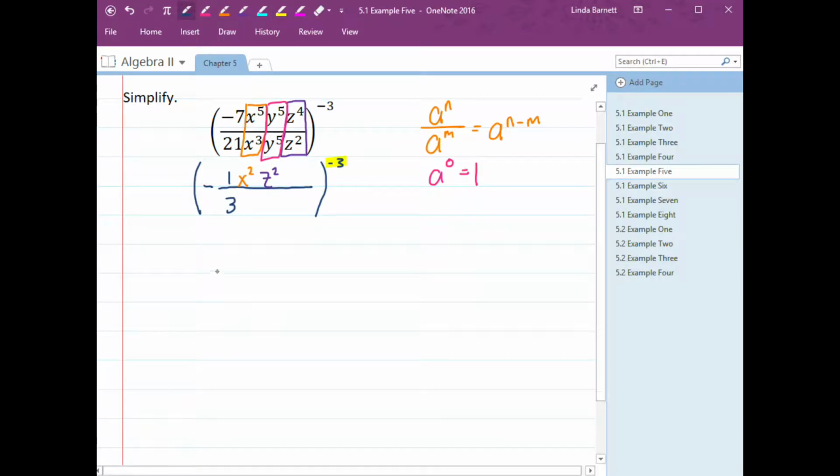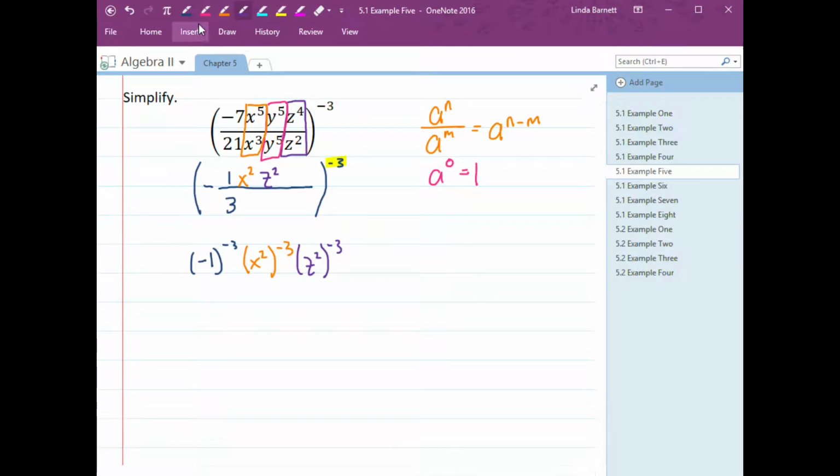So first, I'm going to have a negative 1 to the power of negative 3. And then I'm going to have my x squared to the power of negative 3. And then I'm going to have my z squared to the power of negative 3, all over 3 to the power of negative 3. Do I like negative exponents? No. That's the next thing I'm going to deal with.